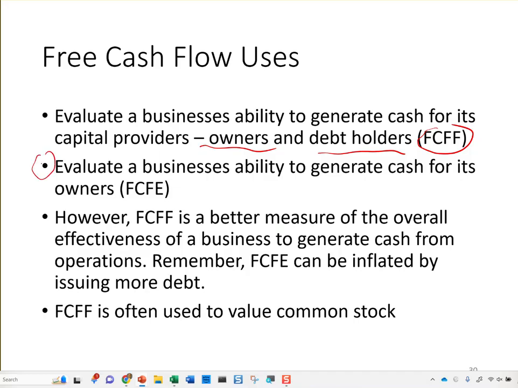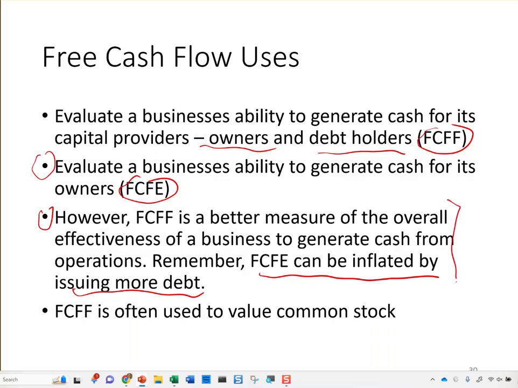Sometimes FCFF is used to evaluate a business's ability to generate cash just for its owners. In that case, it's FCFE, because I've already subtracted, say, interest payments and repayment of debt. However, I'm going to posit to you that FCFF is a better measure of the overall effectiveness of a business to generate cash from its operations. So that is going to be my number one measure for the health of a business, FCFF. Remember, FCFE can be inflated by just issuing more debt.